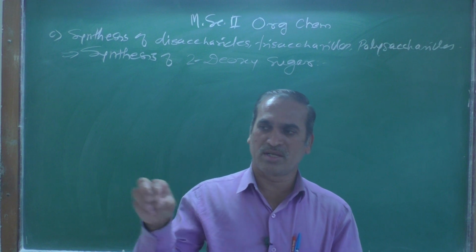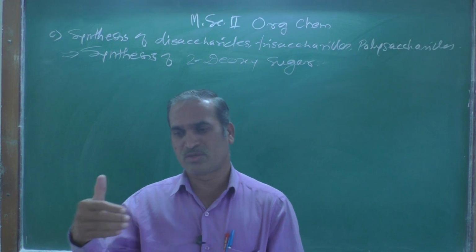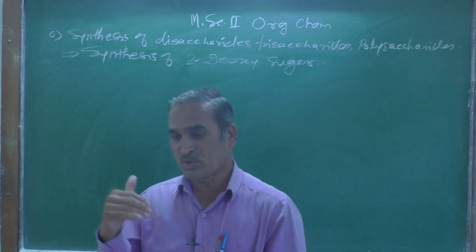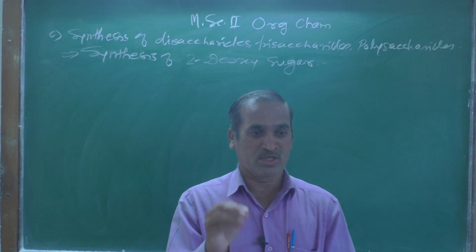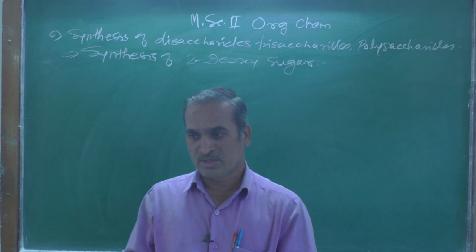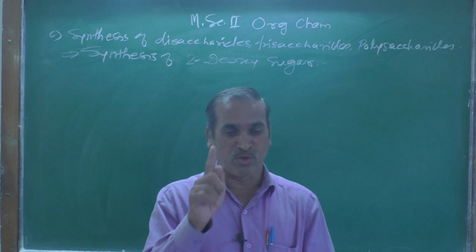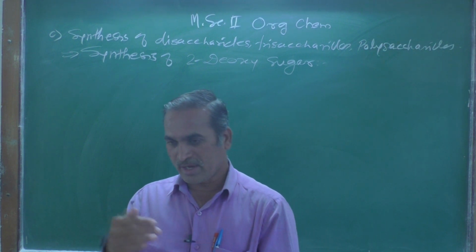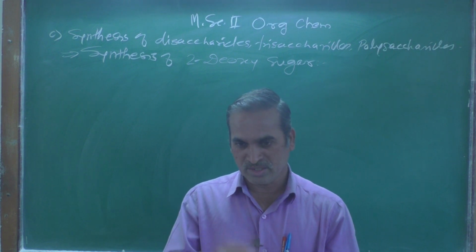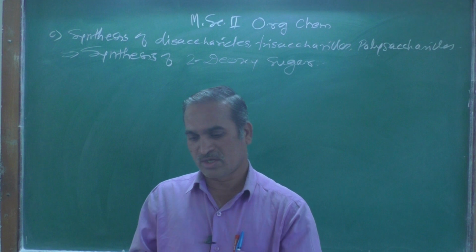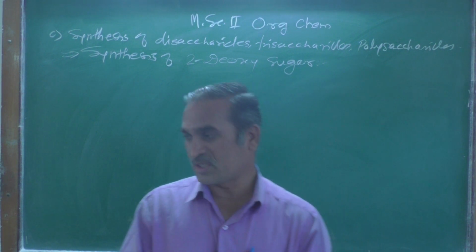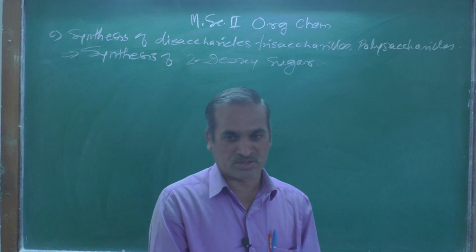Generally the terms used in organic chemistry are chemoselective, regioselective, stereoselective. Chemoselective means which functional group will react. Regioselective means where it will react, and stereoselective means how it will react. In that way, these terms are frequently used. So this type of thing we have discussed in our previous lecture.